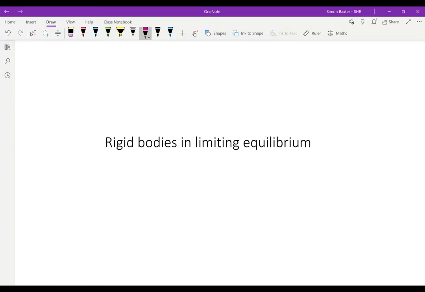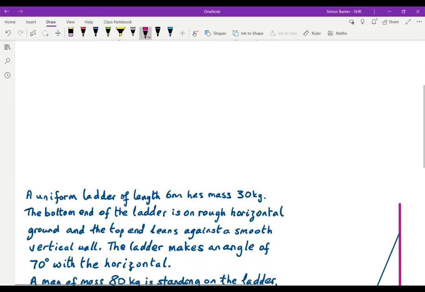In this video, I'm going to look at rigid bodies resting in limiting equilibrium. In practice, this means that the friction force will be at its maximum, F equals mu R. Now let's look at one example.